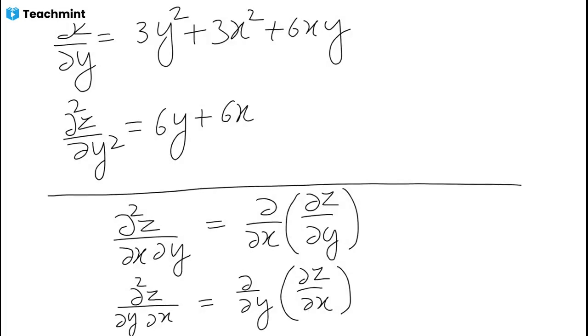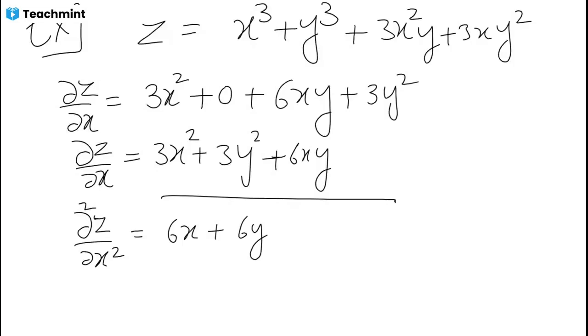You got it? Or shall I explain anything if you want? This one I got it. Okay, now we have to solve this, right? So we have del z over del x, which is 3x square plus 3y square plus 6xy.